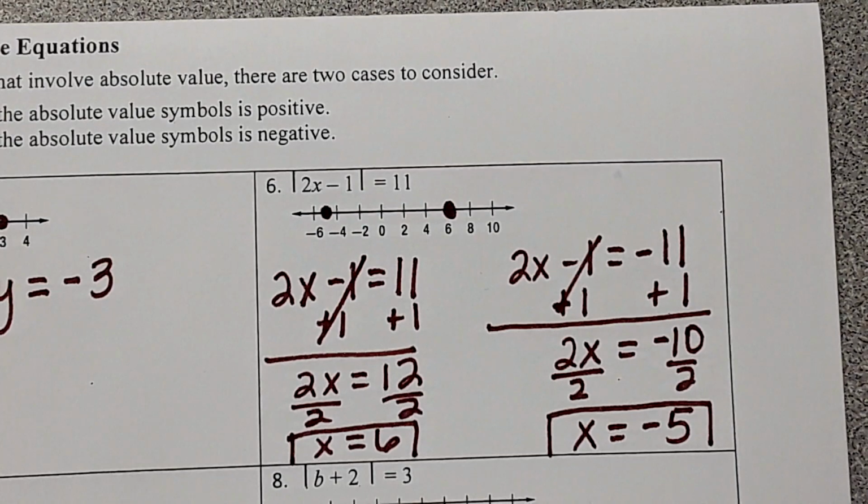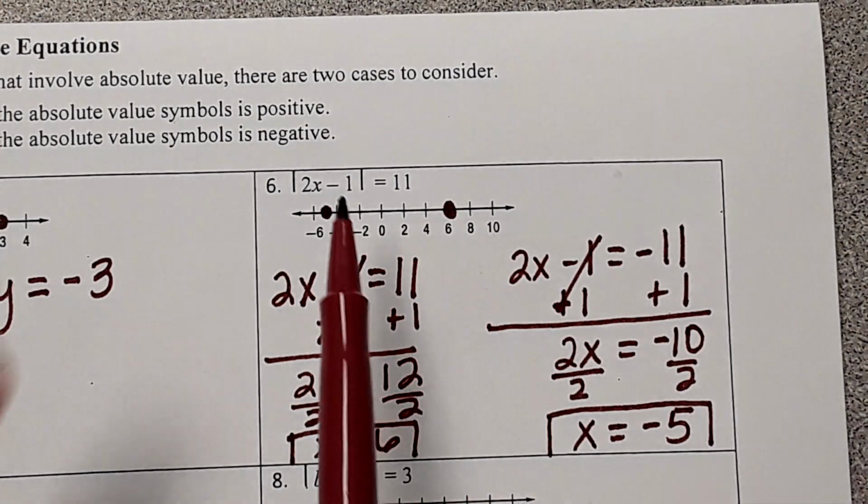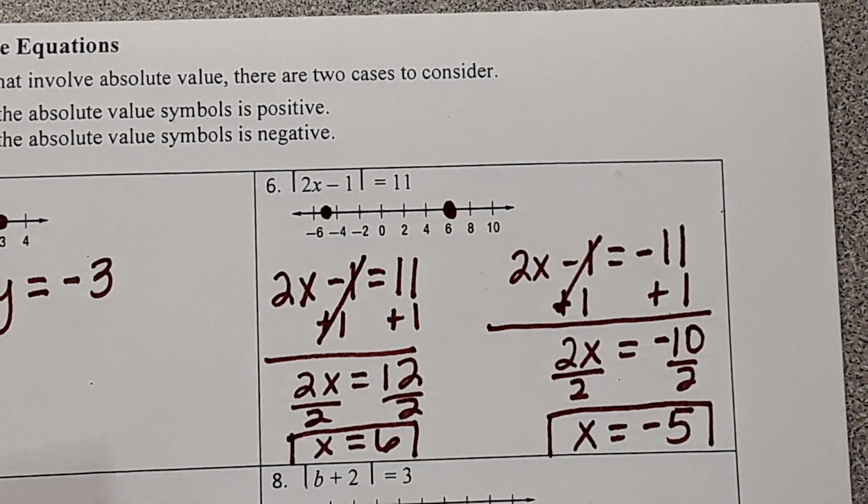So we're finding x. There are 2 different x's that would make this true. You have to find both of them because inside could be a negative or a positive.